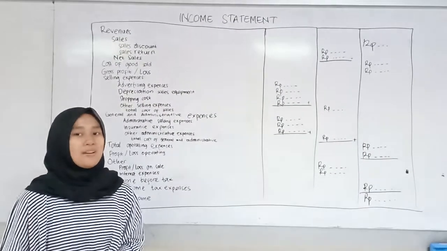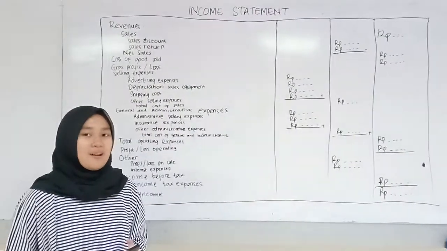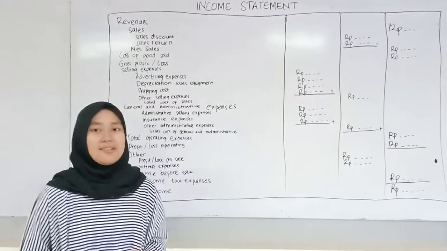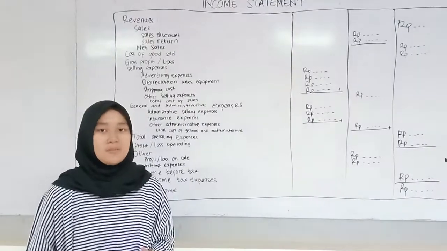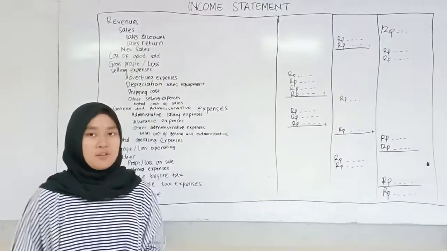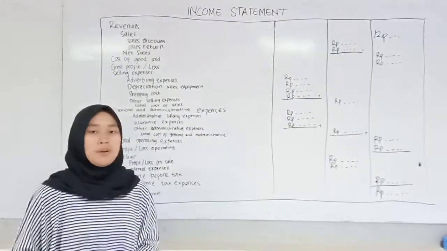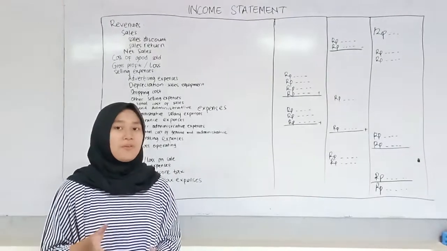I want to explain about income statement. The first, what is income statement? Income statement is a financial statement that presents a summary of income and expense for a certain period of time. The function of income statement is to show company's financial performance.